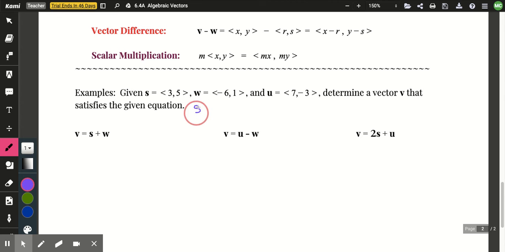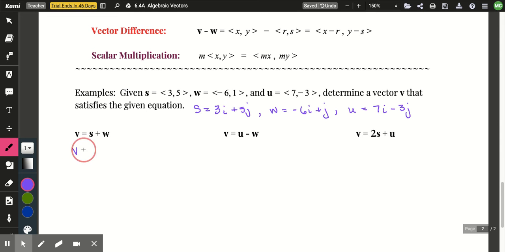I'm going to rewrite s as 3i plus 5j. And w would be negative 6i plus 1j, so just j. And then u would be 7i minus 3j. Okay, so now when they ask me to do something to find this new vector called v, then I'm going to use these linear combination forms to do that.